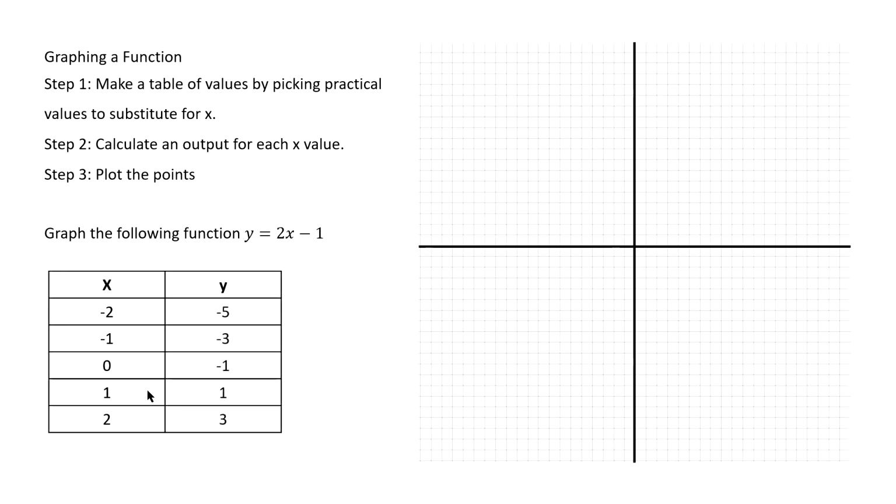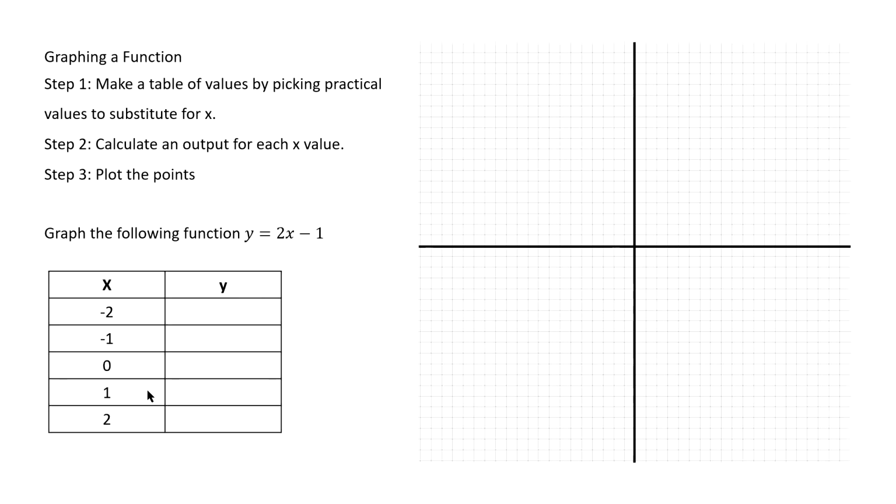So when I plug in my values, I plug -2 in for x, I get -2 times 2 is -4, minus 1 is -5, sorry, -5. The -1 times 2 is -2. -2 minus 1 is -3. Then I get -1, -1, and -3. So those are the values that I'm going to plug in, and now I'm going to plot those points.